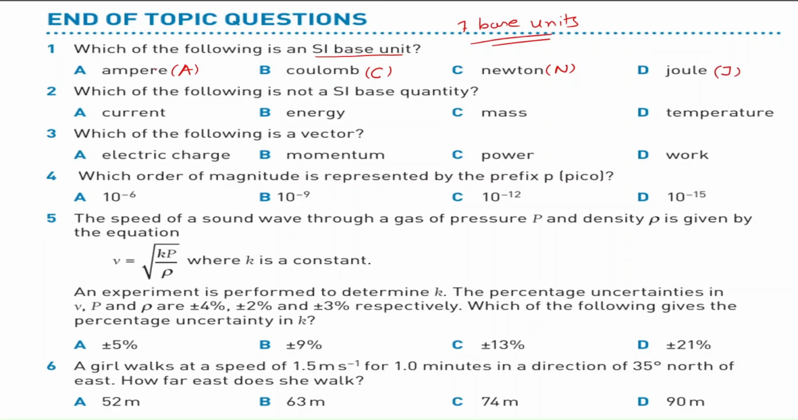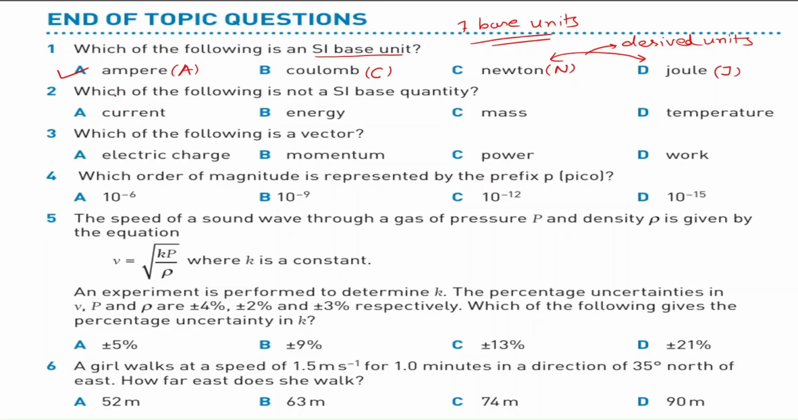Ampere is the base unit of current. Coulomb is the unit of charge. Newton is the unit of force, and joule is for work, or you can say energy. The last two, newton and joule, are called derived units because they are derived from base units. We'll see this in the next questions, but here the answer is ampere.